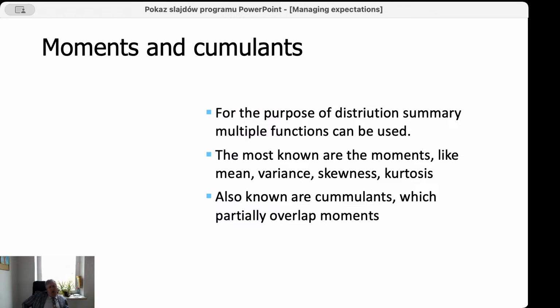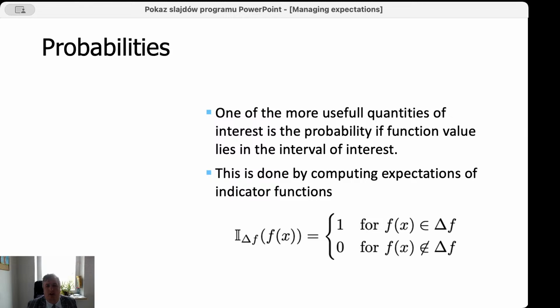Cumulants are much less known. They are generally moments but slightly rescaled. They are very useful for summarizing certain things because we can capture some more information. However, this is not the limitation of what we can use using expectations, because what we very often want is to get a probability if the quantity of interest is located in a certain interval.